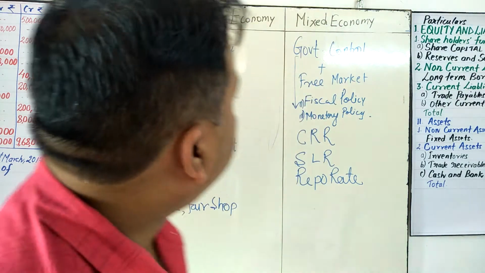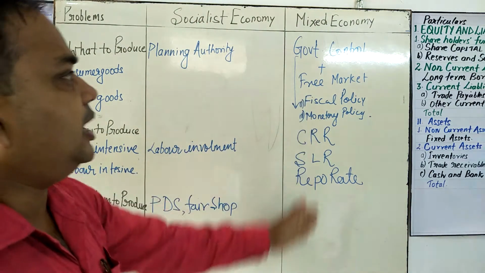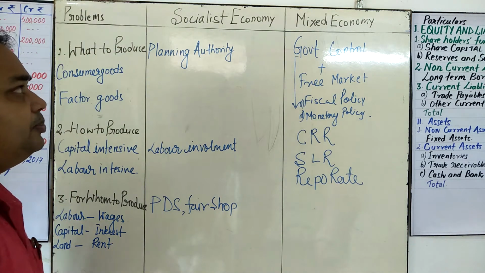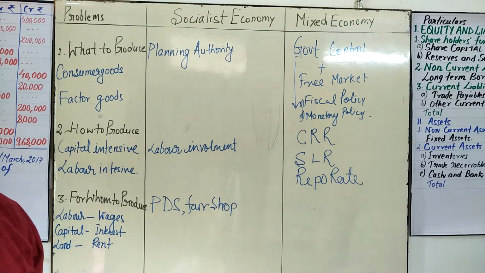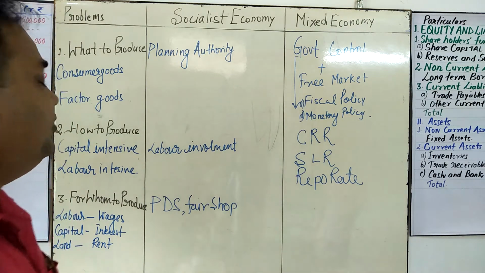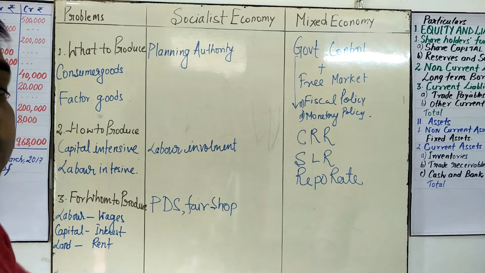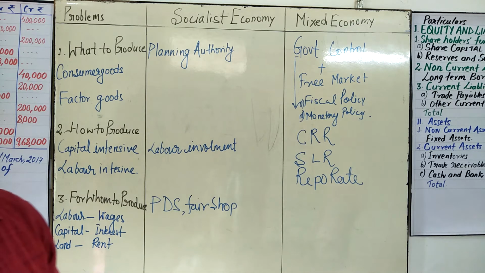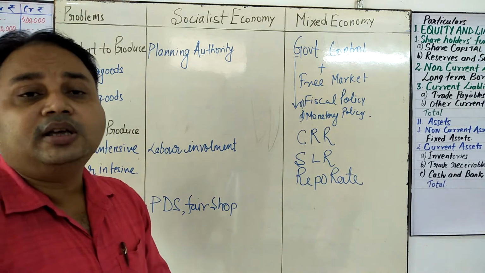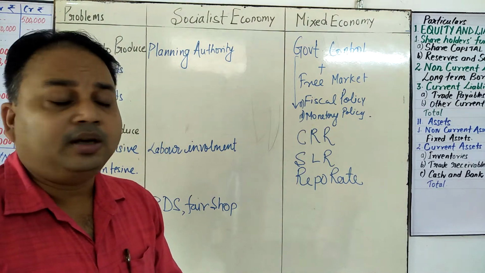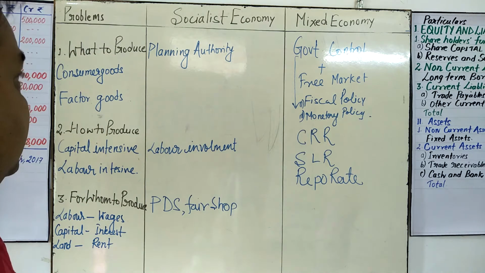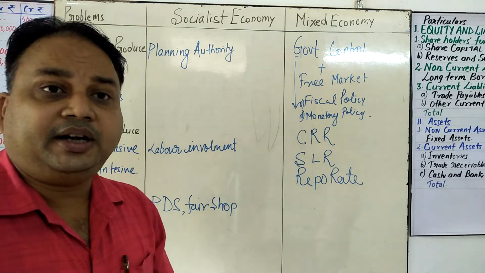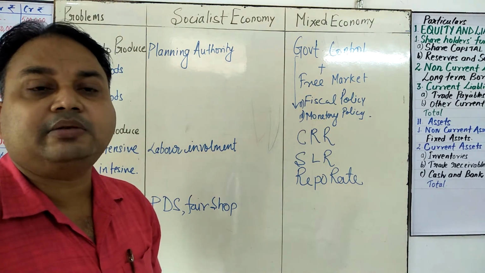So let's see what happens in the socialist economy and in the mixed economy. First, you have to understand that in the socialist economy, the planning regarding what to produce should be decided by a planning authority. Which type of goods is going to be produced should be decided by the planning authority. The planning authority in the socialist economy is who? Government, the state. Now, how to produce in the socialist economy? The planning authority takes the decision. You can see maximum involvement of labor.